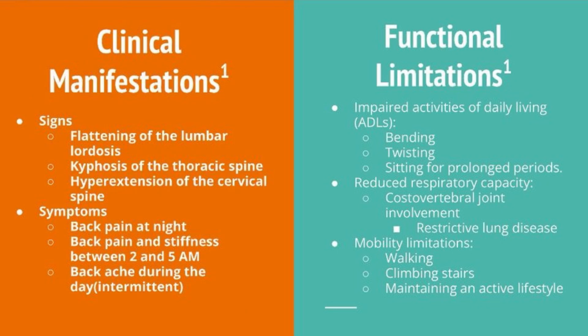Some clinical manifestations. Some signs are flattening of the lumbar lordosis, kyphosis of the thoracic spine, and hyperextension of the cervical spine. Some symptoms are back pain at night, back pain and stiffness between 2 and 5 a.m., which most times patients will try to get up and move around because movement improves the stiffness, and backache during the day, which is intermittent. And then functional limitations include impaired activities of daily living, such as bending, twisting, and sitting for prolonged periods, reduced respiratory capacity. The costovertebral joint involvement restricts lung expansion, and mobility limitations include walking, climbing stairs, and maintaining an active lifestyle.